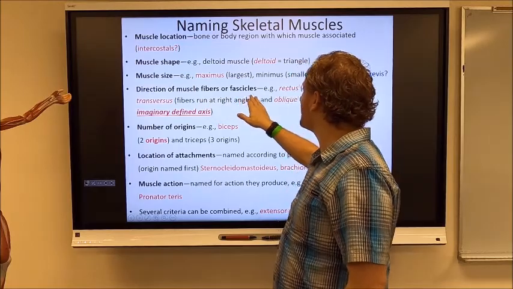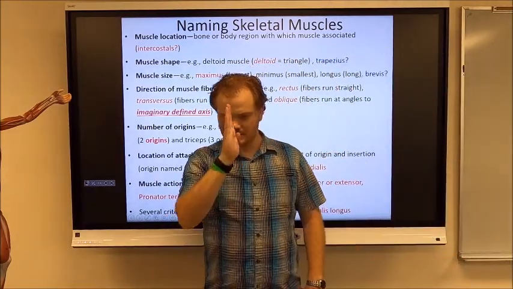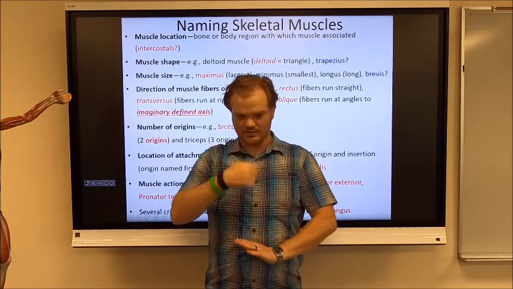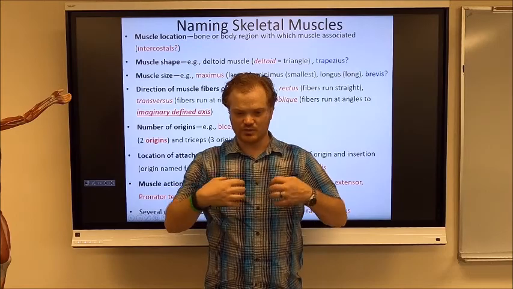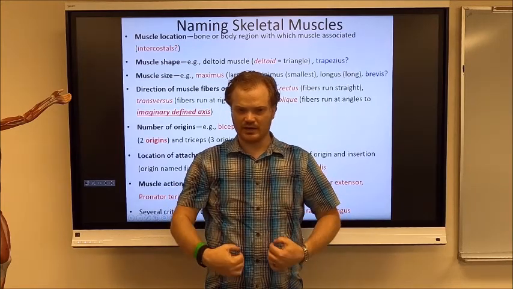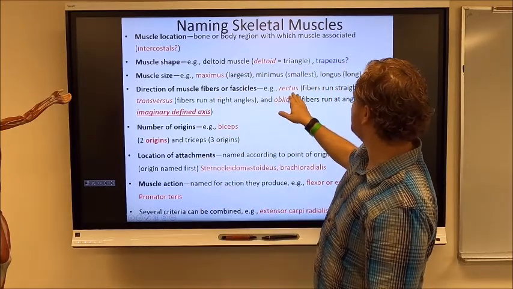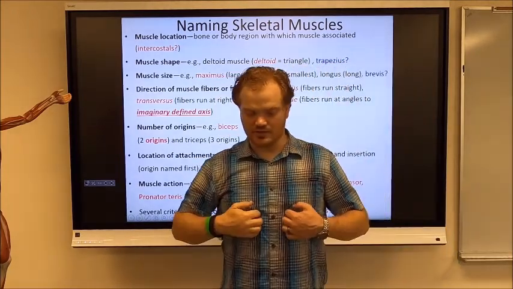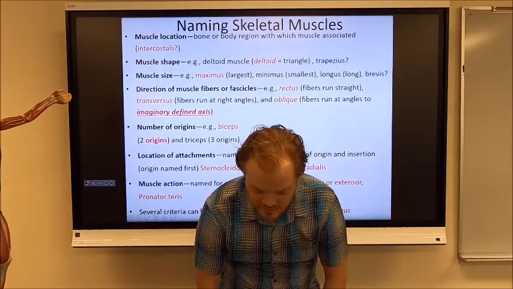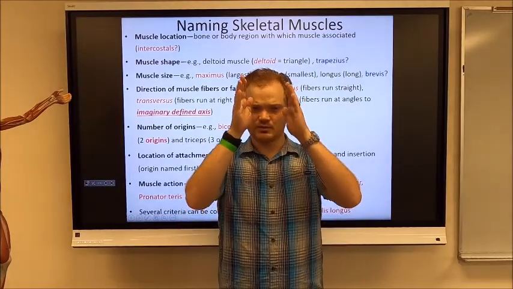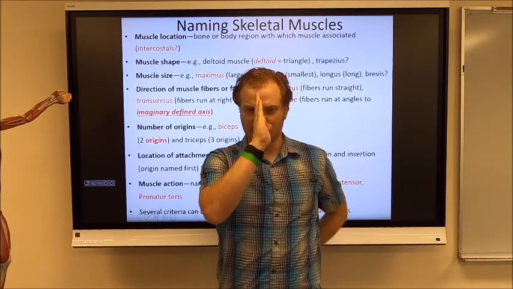Direction of the fibers or fascicles. Rectus. Okay, so you have to imagine the body having like this imaginary line straight down the core of the body. And any muscles where the fibers run directly parallel to that line, we call those rectus muscles. The fibers run straight. So like your rectus abdominis. You have rectus femoris muscles. These are going to have their fibers running directly parallel to this imaginary line down the body.